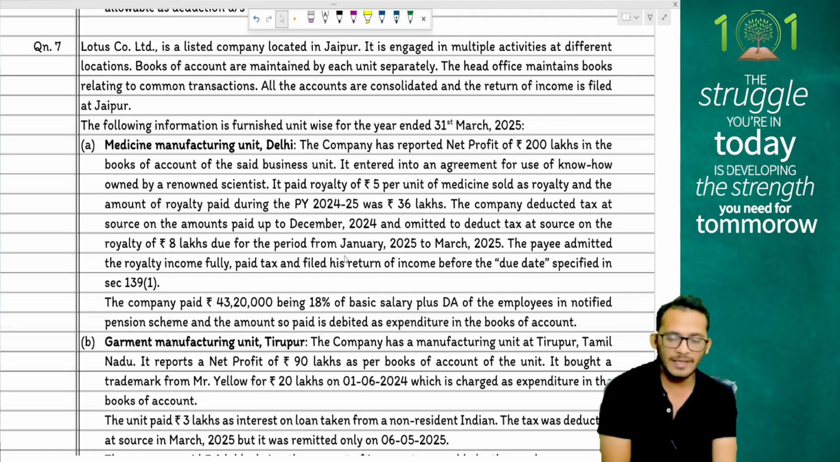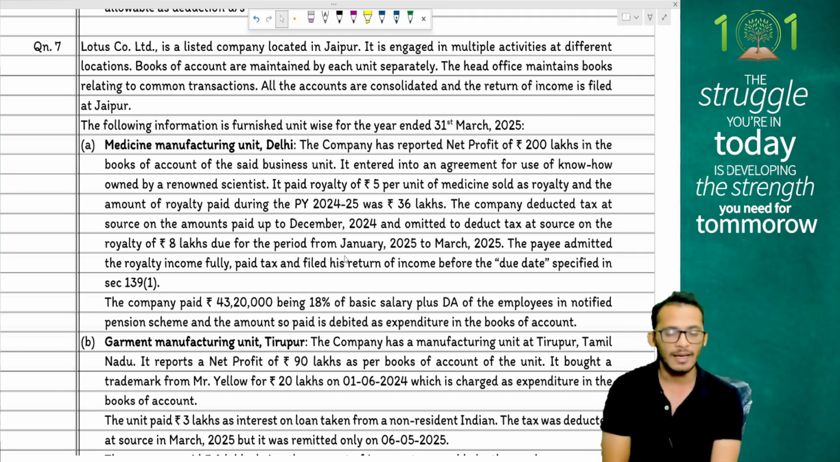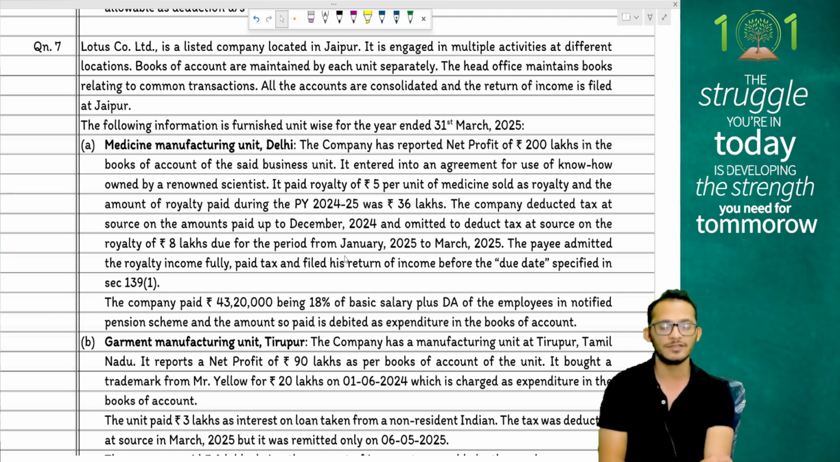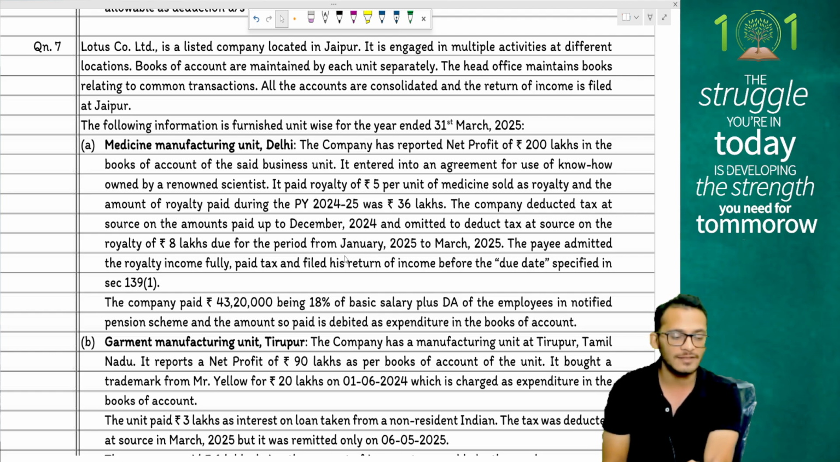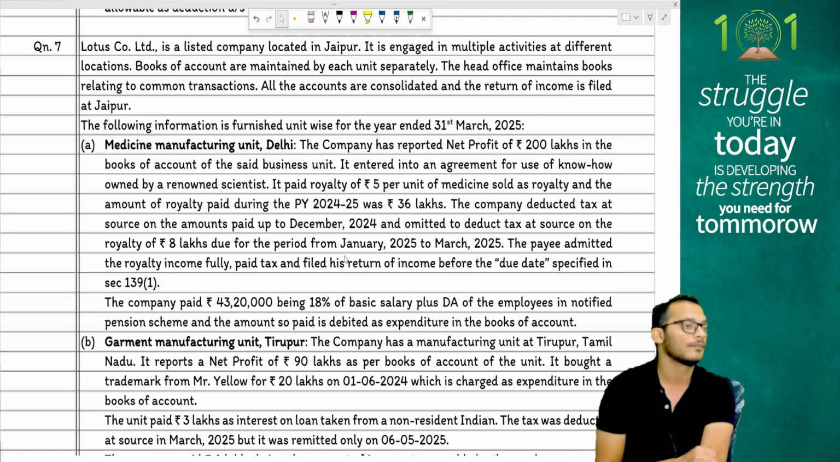It says the company has reported a net profit of 200 lakhs in the books of accounts of the said business unit. It entered into an agreement for the use of know-how owned by a renowned scientist and has paid royalty at rupees 5 per unit of the medicine sold, and the amount of royalty paid is 36 lakhs. So I have some reported net profit, and in the reported net profit I have claimed 36 lakhs of royalty expense. The company deducted tax at source of the amount up to December 24 and omitted to deduct tax at source on the royalty of 8 lakhs due for the period Jan to March. So they have missed TDS. The payee admitted the royalty income fully, paid tax and filed his return on or before the due date specified in section 139(1).